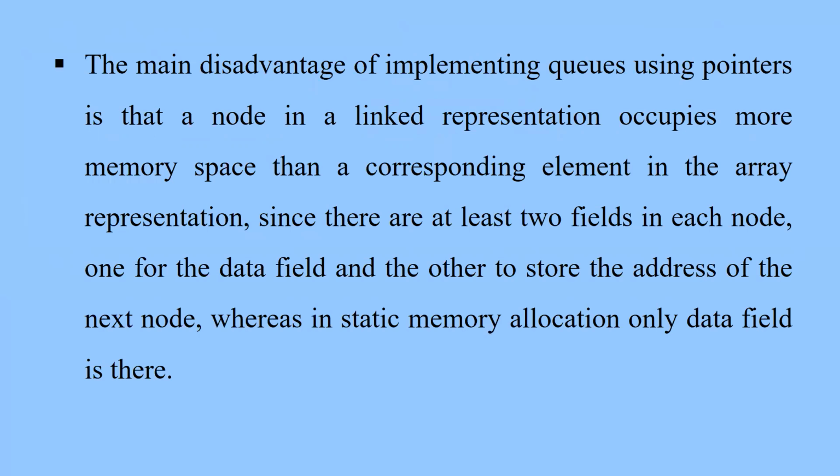The main disadvantage of implementing queues using pointers is that a node in a linked representation occupies more memory space than a corresponding element in the array representation, since there are at least 2 fields in each node, one for the data field and the other to store the address of the next node, whereas in static memory allocation, only the data field is available. The following diagrams illustrate queue implementation.